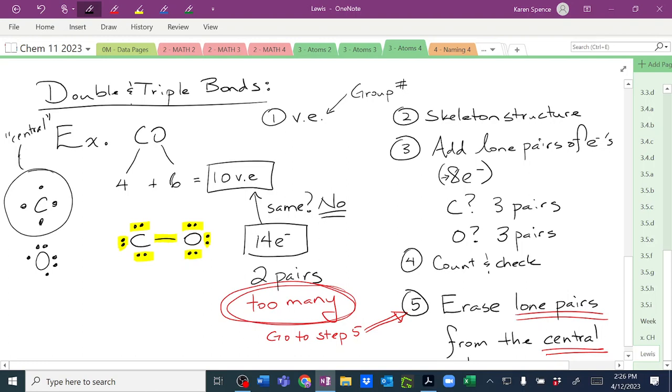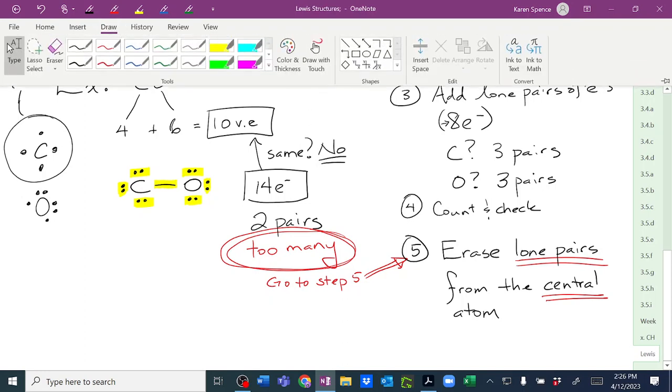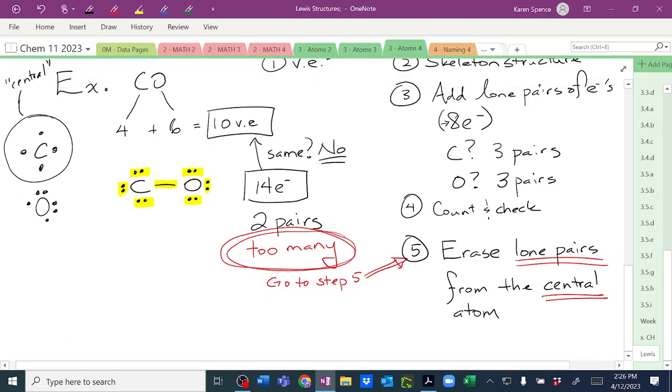Technically, for this compound, it doesn't matter where you erase them from, but it's nice to just have a dependable pattern to work with. Okay, so we're going to erase pairs from the central atom. And can you guess how many pairs we will erase? We are going to erase 2 pairs.